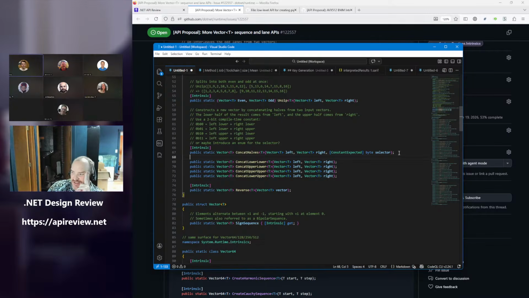Chat asks, could we just have upper and lower as operators on vectors, so you could say left.upper concat right.lower? I feel like the answer is no. So we have get lower, get upper already. However, the problem with that is that you do not have a lower and upper that you can get for a vector of T, because you don't know its size. So unlike Vector128, you can't just go and get a Vector64.